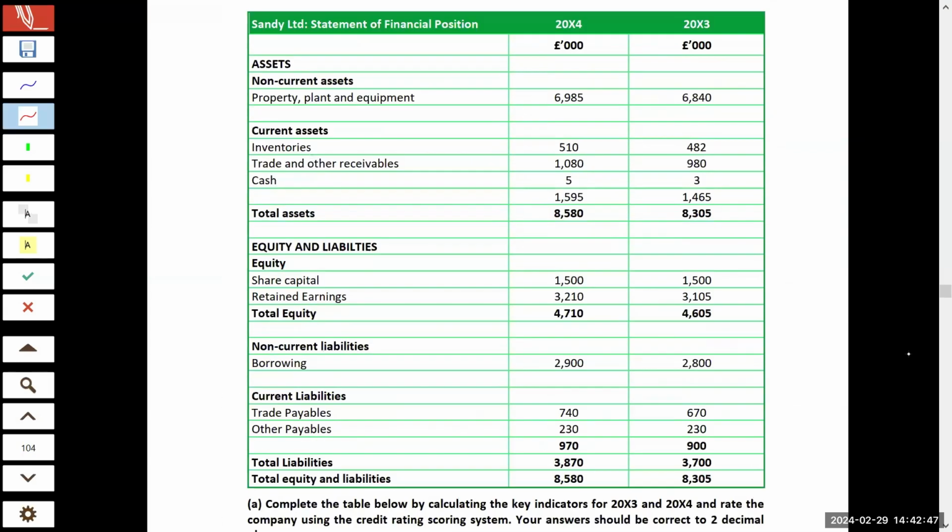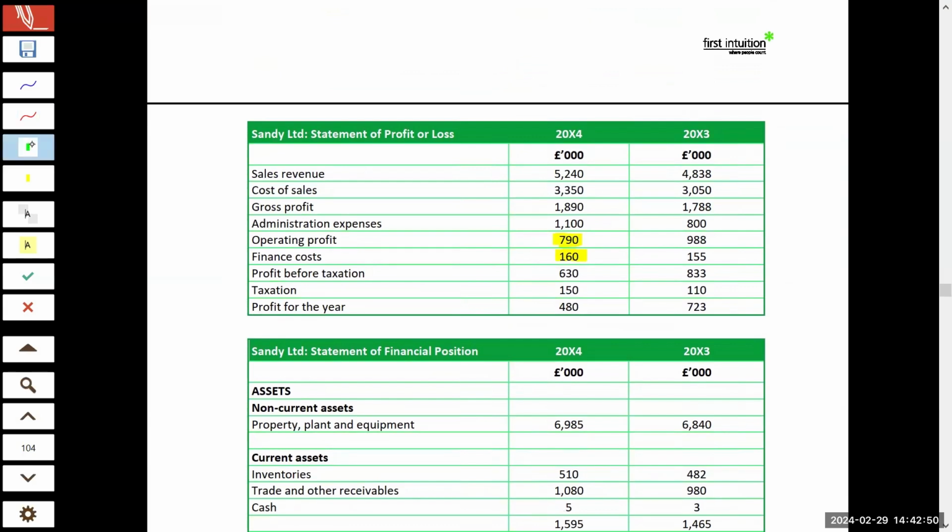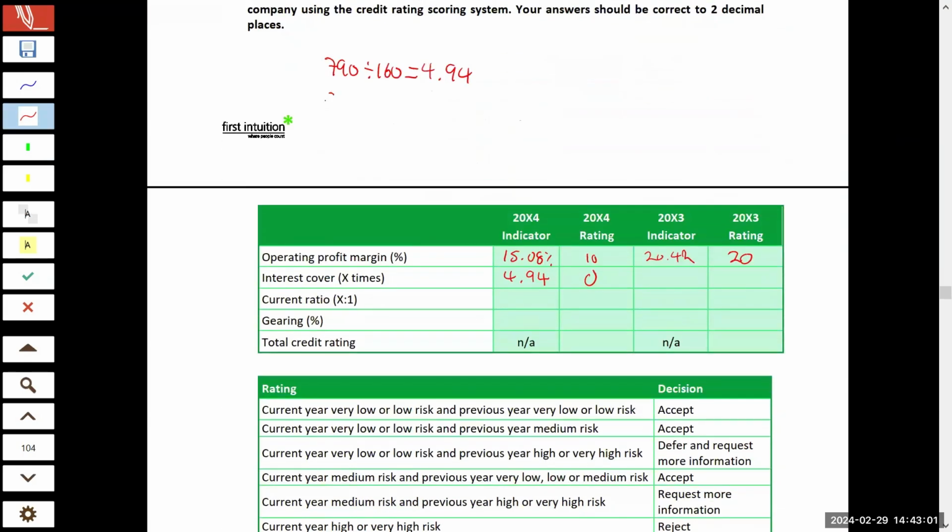Now do the exact same thing with the 20x3, also scrolling up and down in these tasks, as you can probably imagine. Operating profit divided by my finance cost, 988 divided by 155, gives me a total of 6.37. Now we've just seen that this will also get a score of 0 because it is below 7. So to save me scrolling up again, we can just put the 0 straight in, make it a little easier for ourselves.